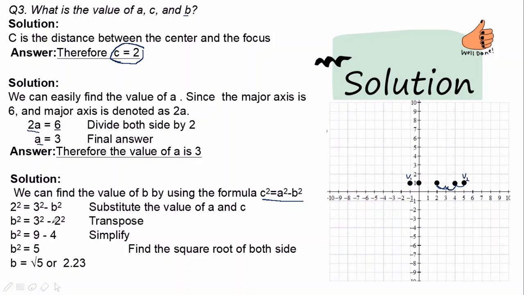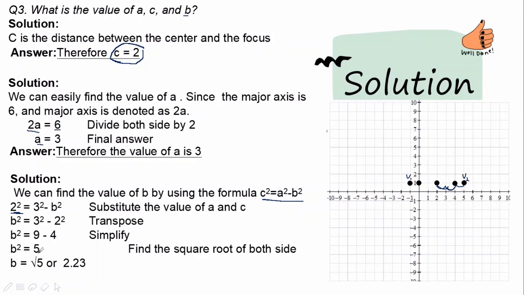Now, after that, we will transpose our B. So B square equals 3 square, then transpose also 2 square, so it becomes negative 2 square. Next is simplify. 3 square is 9, or 3 times 3 is 9. 2 square is 4. So we will just copy the operation, subtraction. And after that, simplify again. 9 minus 4, that is 5.